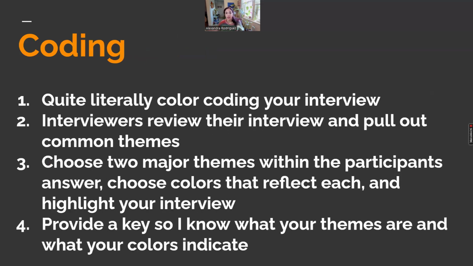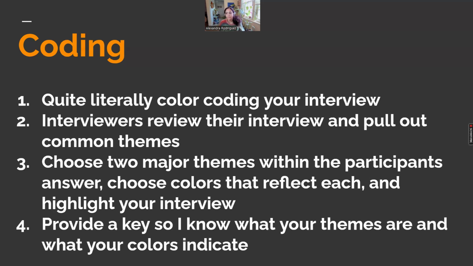In terms of coding, think of coding as color coding. That's literally what it is. You're color coding your interview in terms of themes that you found. I'm looking for 2 or 3 themes. Even 2 is fine because I know some of these interviews might be short, but this is after you go back and read your transcription and reflect on what themes you hear. And so then what you'll want to do is choose a color for each theme and go into your interview and highlight the themes based on the color that you chose.